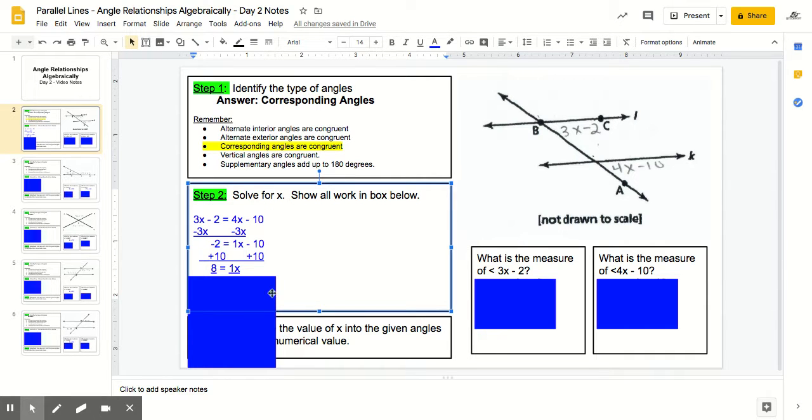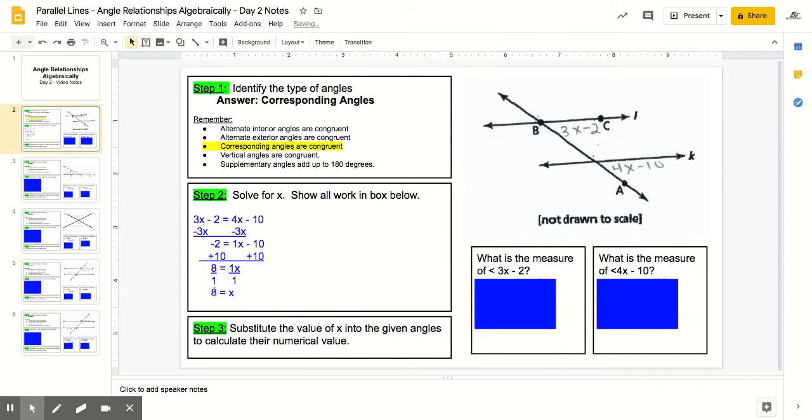Last and final step, if you have that 1 in front of your variable, simply divide both sides by 1, and 8 divided by 1 is 8, which equals x. So x is equal to 8. Okay, our third step is to substitute the value of x into the given angles to calculate their numerical value.